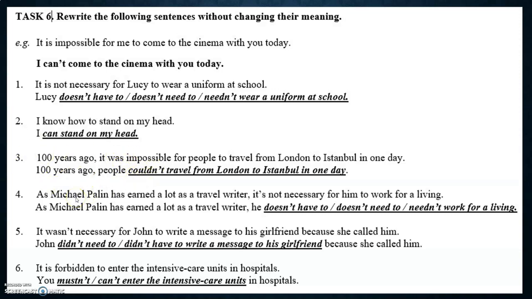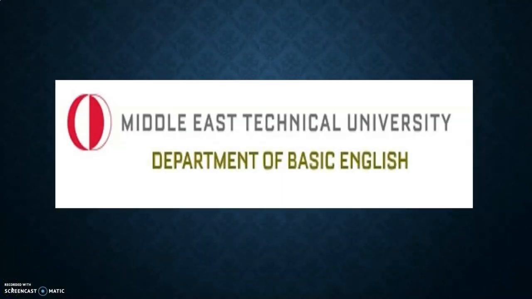In the fourth and in the fifth sentence, we have a meaning of lack of necessity to describe a present and past event respectively. So doesn't have to, doesn't need to, needn't, and didn't need to or didn't have to are the correct answers. Finally, in the last sentence, we have a meaning of prohibition. So can't or mustn't are the correct answers. This is the end of the series of videos for modals.